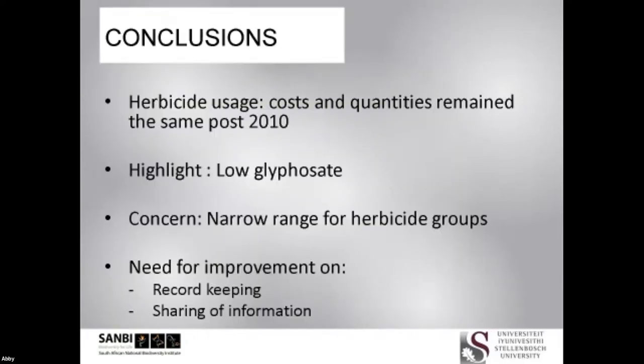We conclude that costs and quantities of herbicides used for nature conservation purposes remained low in the first 10 years of the observed data, and then reached a maximum in 2010 and then stayed more or less the same in the past 10 years. The highlights of the study is that glyphosate usage was low. This is important because native plants that occur with these invasive species are not glyphosate tolerant. We also detected a narrow range of herbicides used, which is a bit of a concern, because if the herbicides of the same groups are used repeatedly, it might pose a risk of the invasive plants developing resistance.